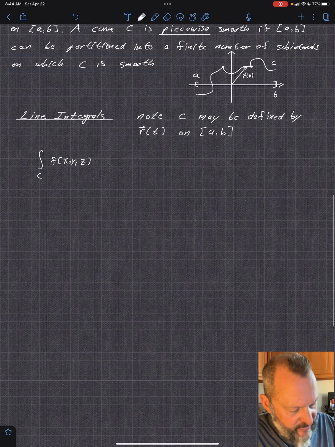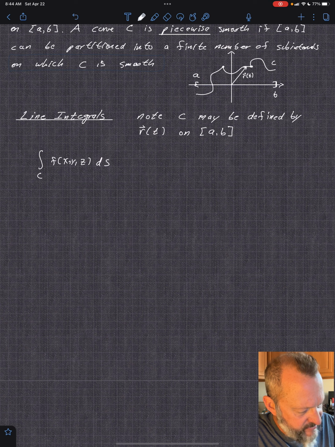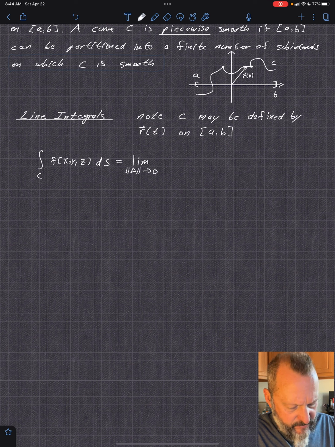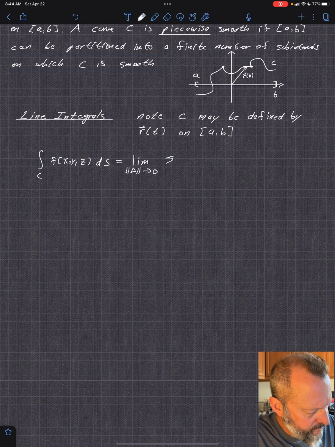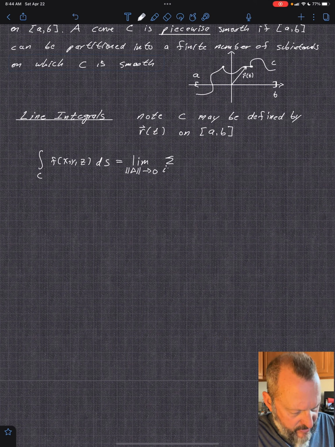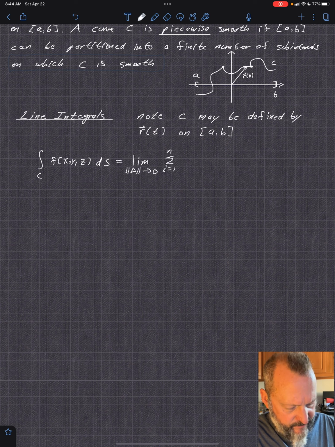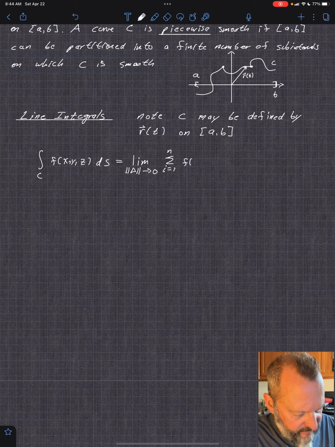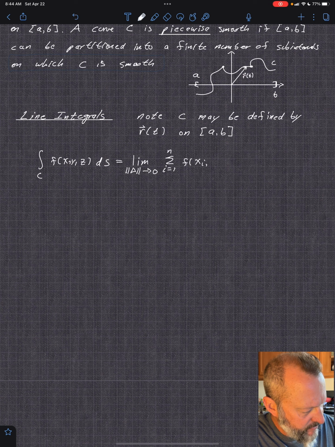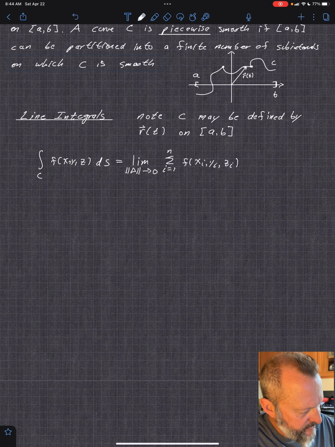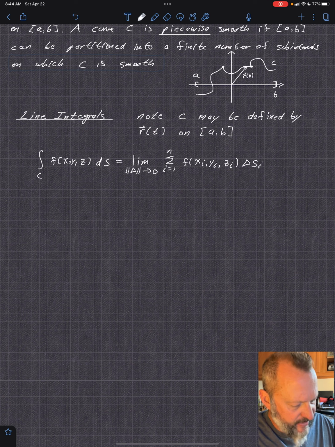Move that up a little bit. ds is equal to the limit as the norm of the partition approaches zero of the sum as i goes from 1 to n of f of x sub i, y sub i, z sub i, delta s sub i.